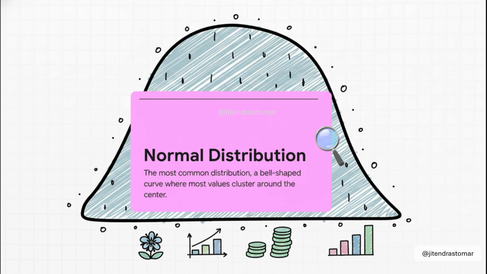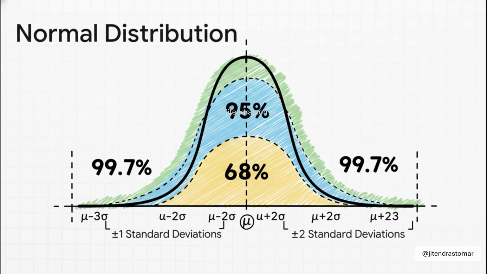All right, let's meet the absolute rock star of distributions, the normal distribution. You've definitely seen this one before. It's the famous bell curve, and it shows up pretty much everywhere in nature and data for a very good reason. What's so amazing about the bell curve is just how predictable it is. It's perfectly symmetrical, with the average value sitting smack dab in the middle.